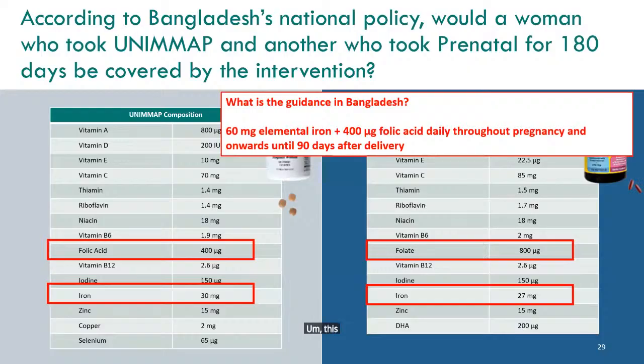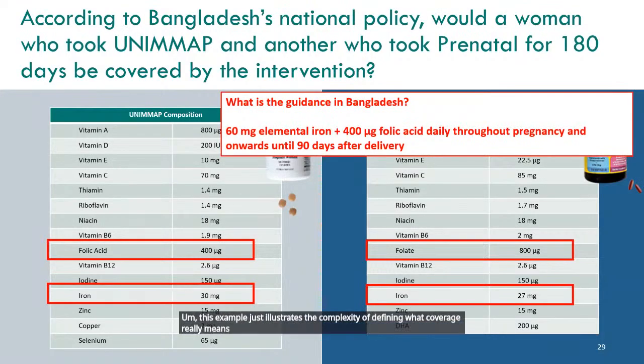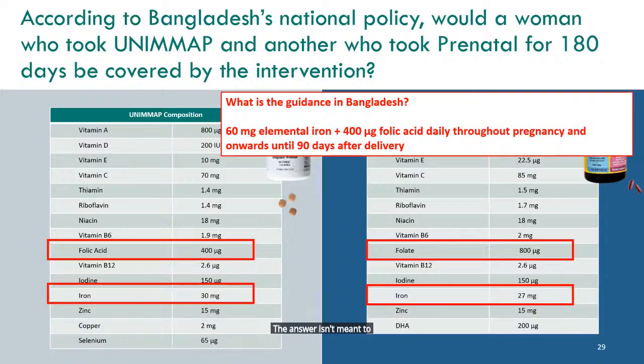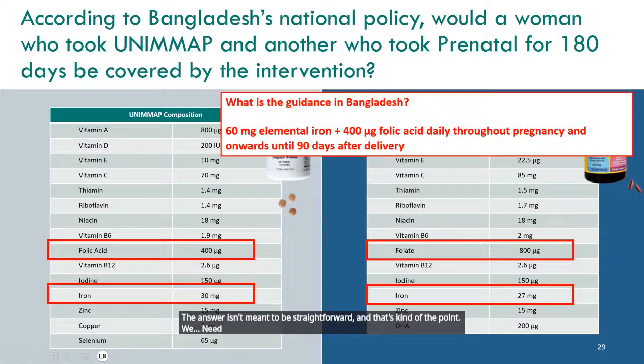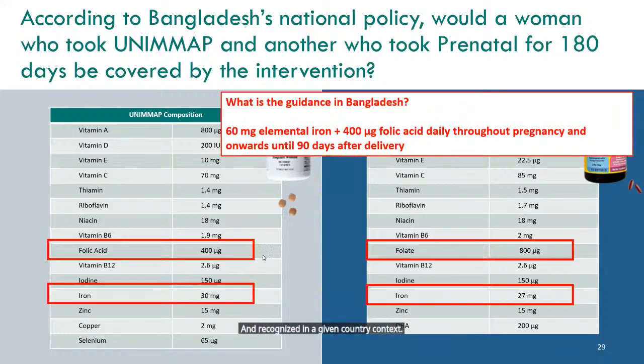This example just illustrates the complexity of defining what coverage really means. The answer isn't meant to be straightforward, and that's kind of the point. We need to carefully define the intervention and make sure that our indicators align with what's actually being delivered and recognized in a given country context. Next slide.